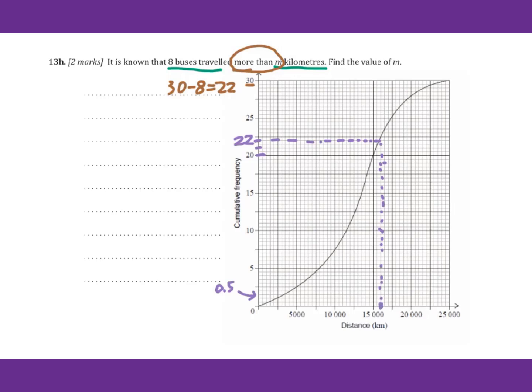We will get this. That is 15,000 plus 500. Each is 500. Multiply by 2. You will get 16,000. So the answer will be 16,000. That's the M.